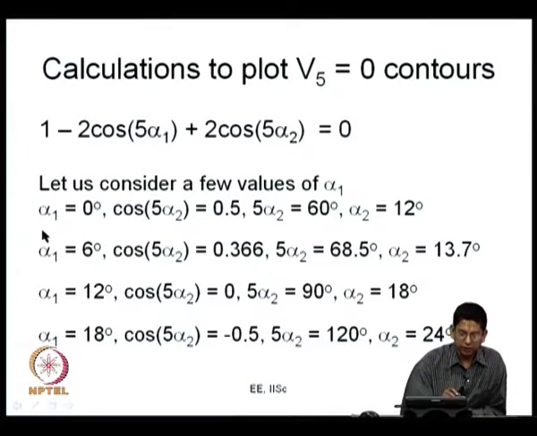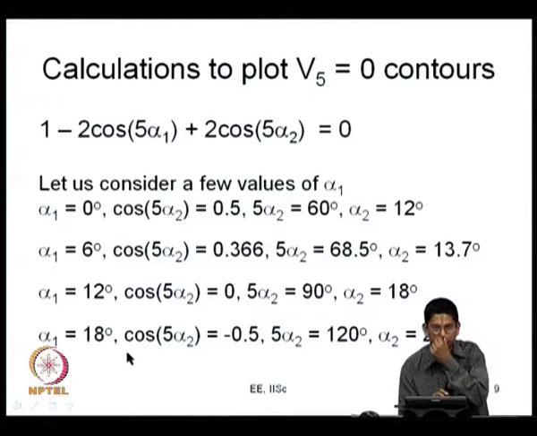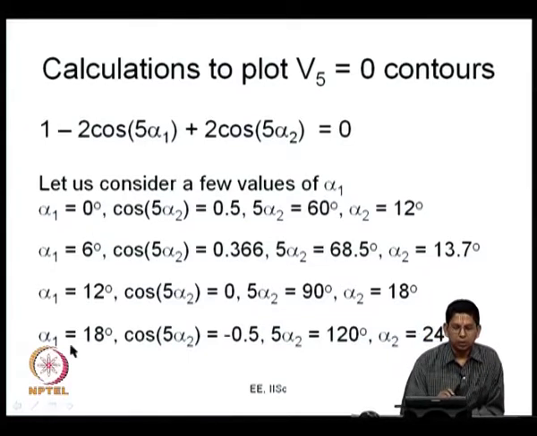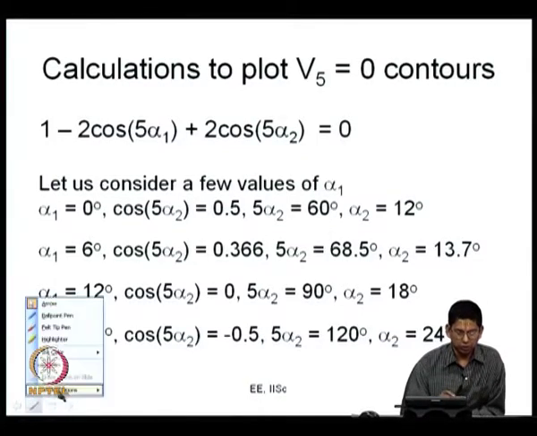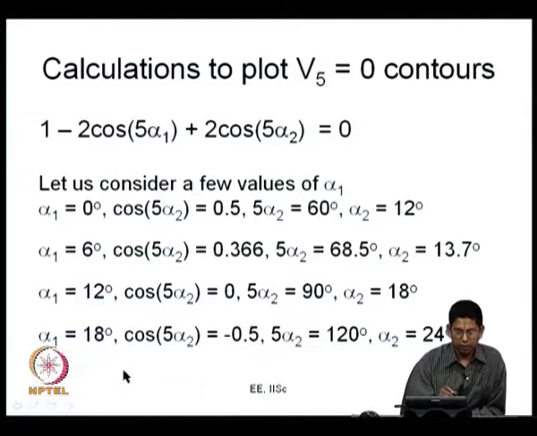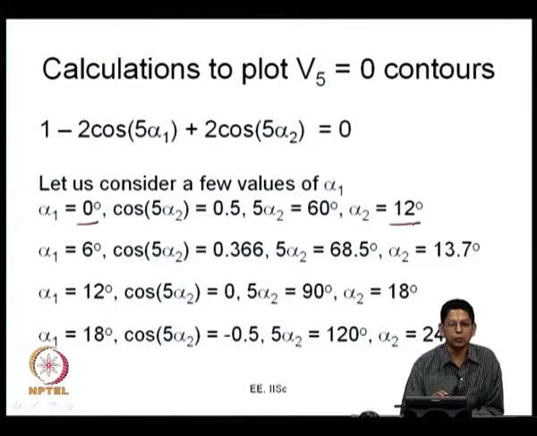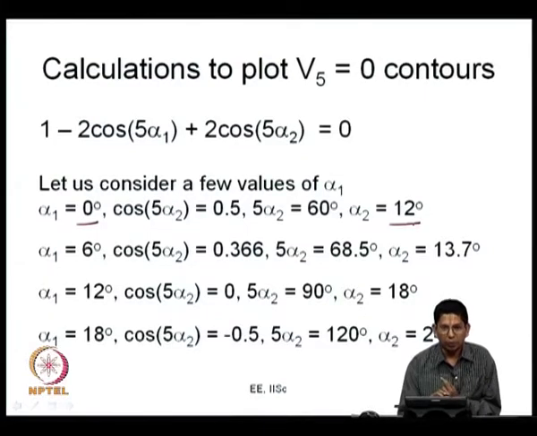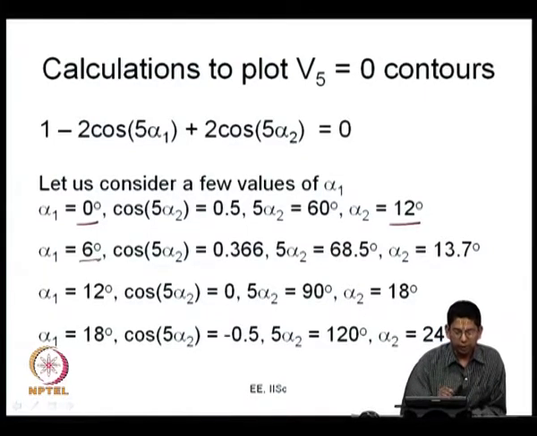So, here I have started with alpha 1 is equal to 0. Why? Very simple thing. The alpha 1 itself can vary from 0 to 90 degrees, so I start from 0. So, I have cos phi alpha 2 is 0.5 and the corresponding alpha 2 I am getting is 12 degrees. So, for alpha 1 is 0, I am getting corresponding alpha 2 as 12 degrees.